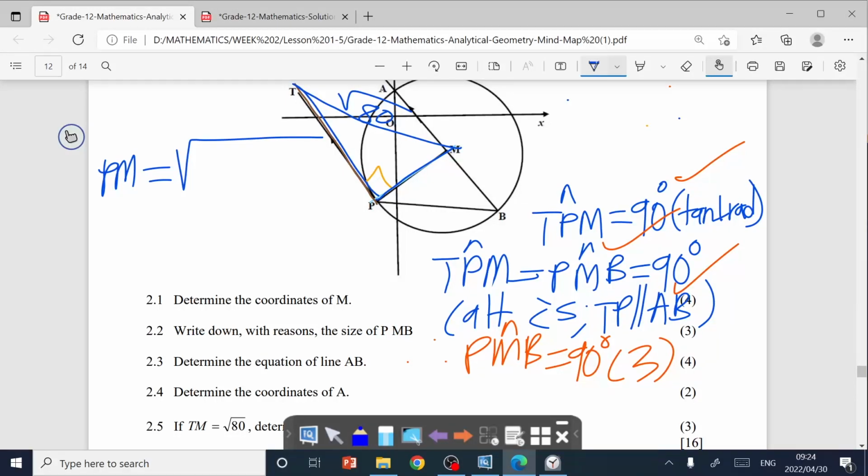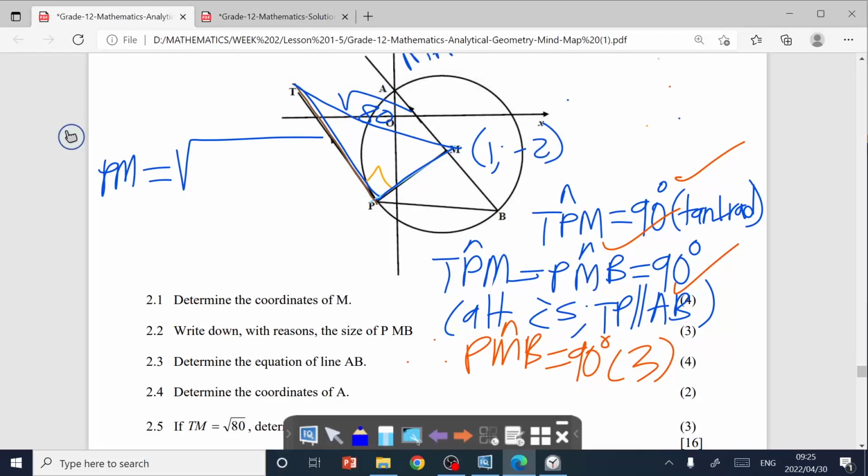Do we know the coordinates of P? We don't know. Distance formula or something else? Use the distance formula to get 10. But do we know M? What are the coordinates of M? 1, negative 2. The coordinates of P? We don't know them. So can we find P using the distance formula? We don't know x and y.